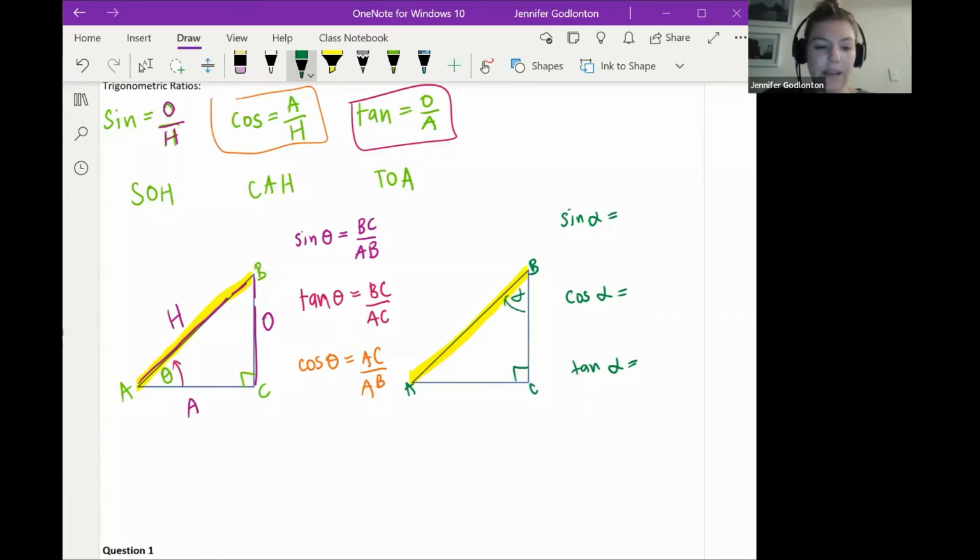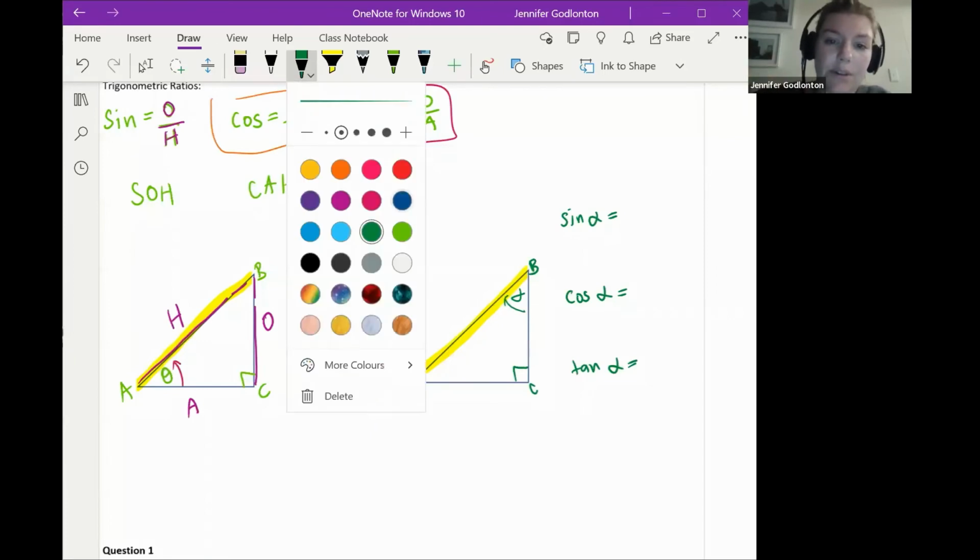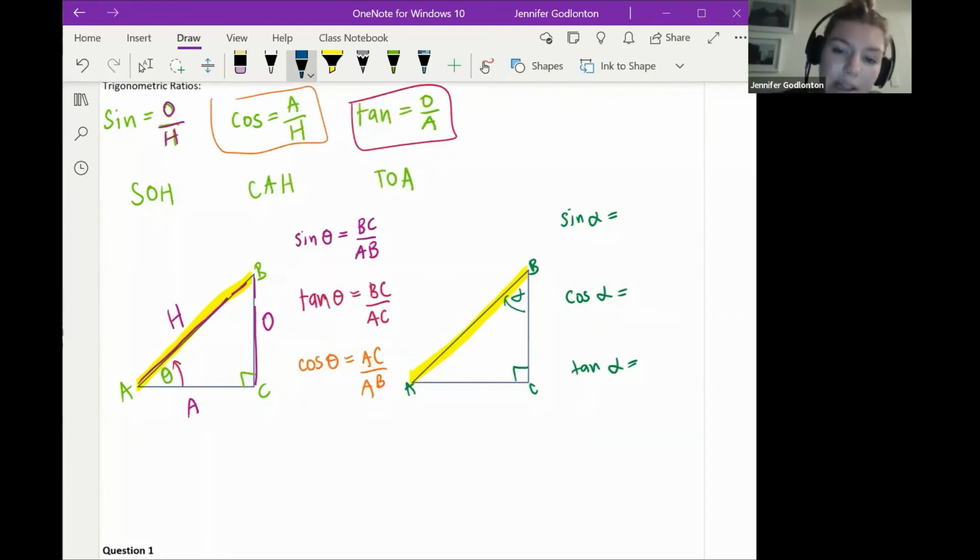All right, so the first thing I'm going to do is I'm going to put in my ratios. I'm just going to use a different color here. So I know that that is my hypotenuse. I know that that is my adjacent and that is my opposite. So even if you got that far, I'm really proud of you, especially if you haven't done trig before today. Okay, sine is going to be opposite over hypotenuse, which means it's going to be AC over AB.